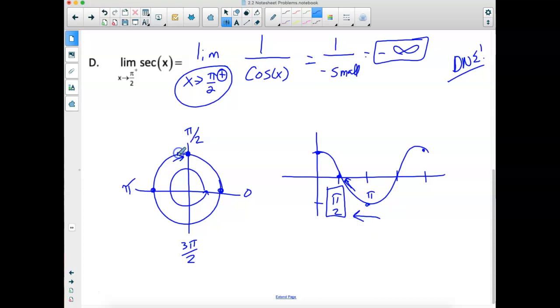Notice all these points over here, all these points over here are a negative value, a positive value. Negative is my cosine. That's why I'm negative small, and when I'm just over pi over 2, I'm really tight to the x or the y-axis there, so that's why it's so small. Hopefully that can ring a little bit of a bell there.